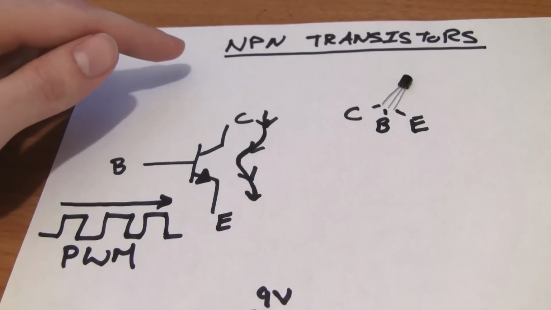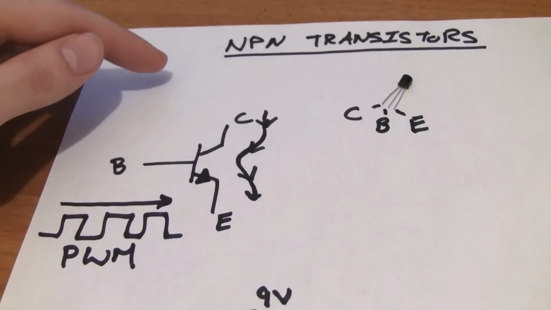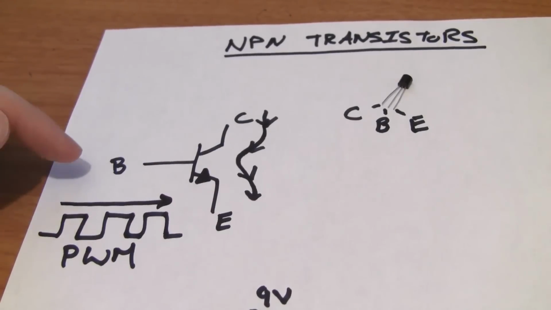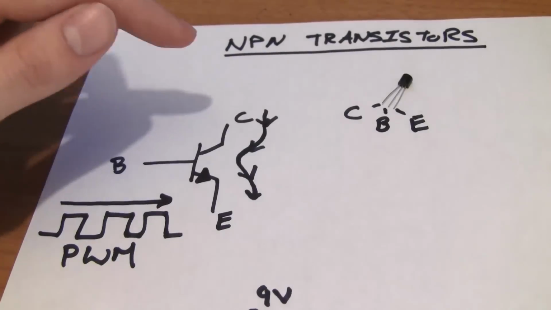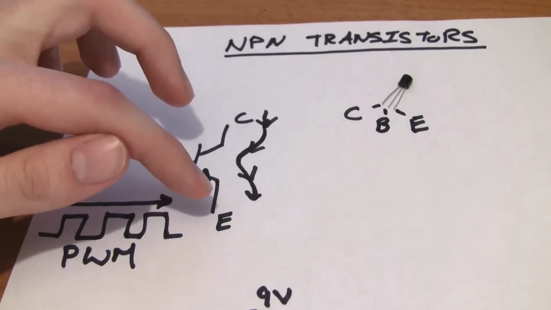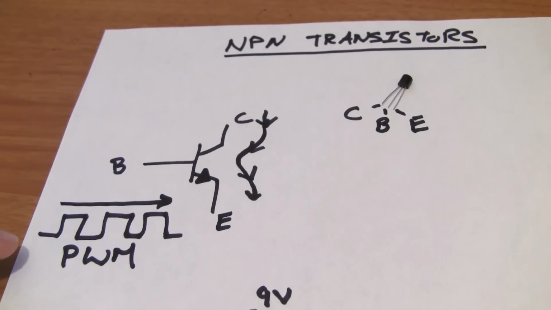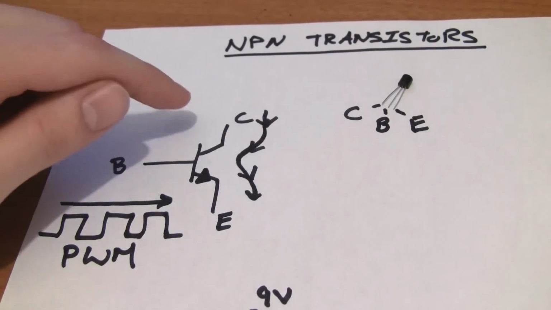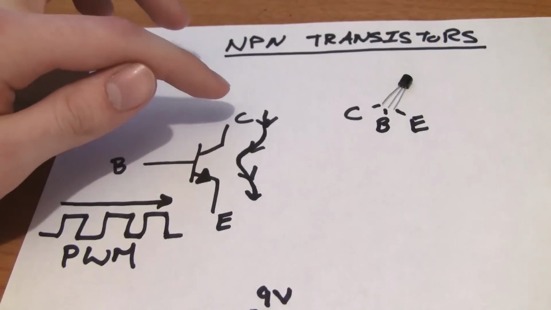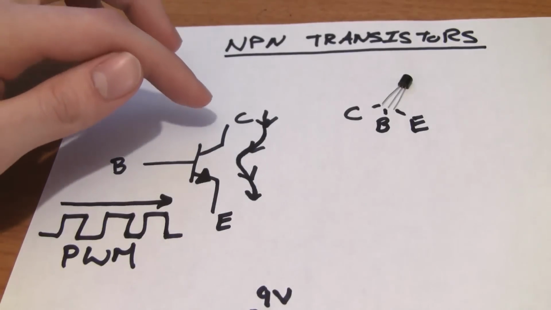On PNP transistors, the opposite of NPN transistors, it's the opposite. When the base goes low, current is allowed to flow from collector to emitter. In this project, we'll be sending a PWM, or pulse width modulated, signal into the base, which will change the amount of current flow that goes from collector to emitter and therefore change the speed of a motor that's hooked up to this transistor.